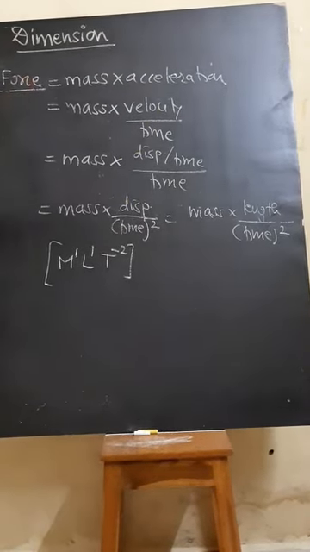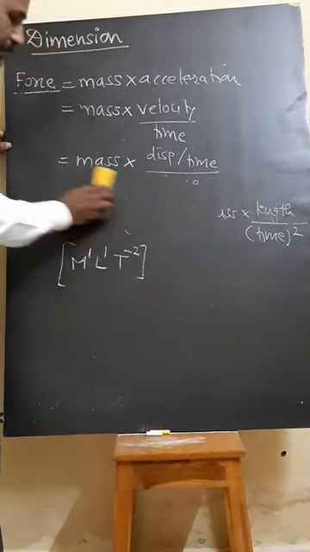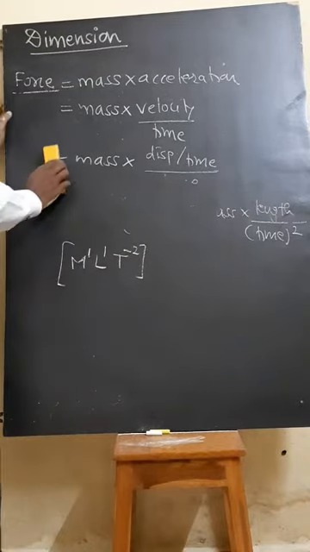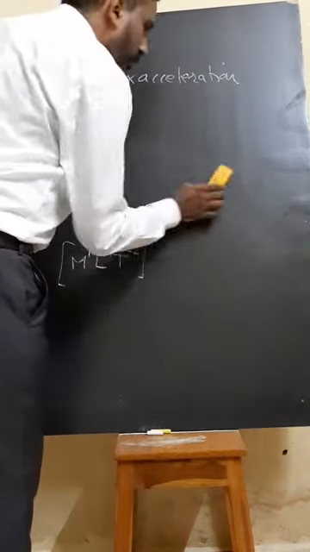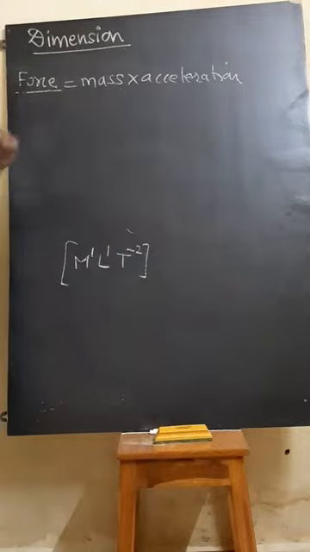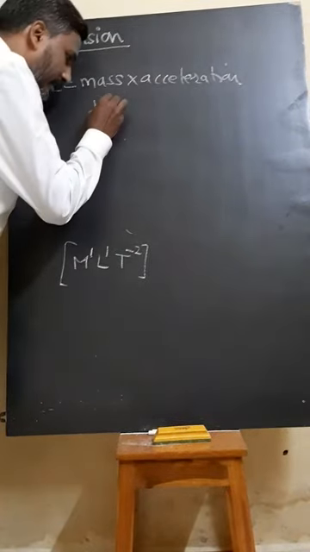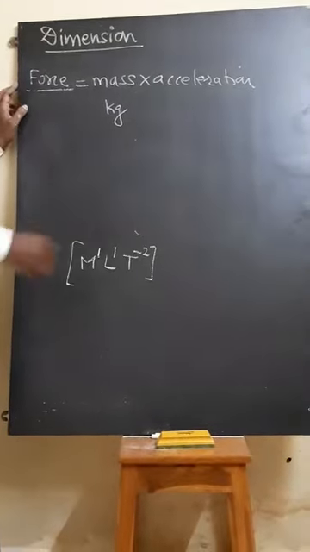Now see one more trick to calculate the dimensions. The correct dimensions as it is. The formula for force is mass into acceleration. Mass is measured in terms of kilogram.